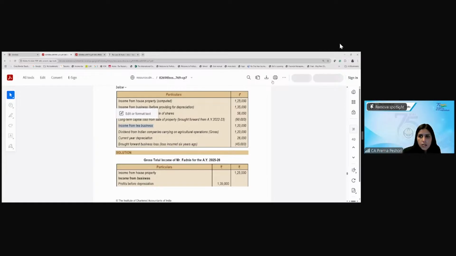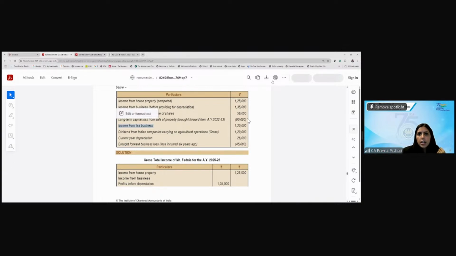This will be income from other sources, right? Dividend is always taxable under IFOS. Even if it is from an agricultural company, not business, it is dividend, so it is taxable under IFOS. It doesn't matter. It will be taxable.